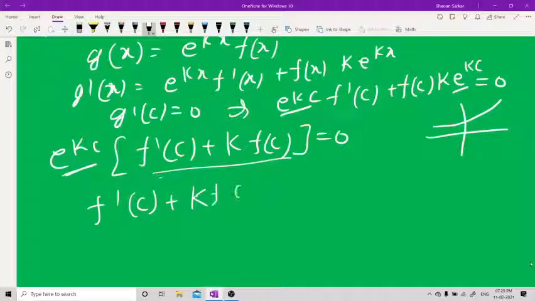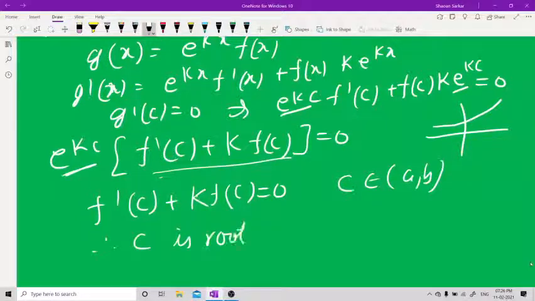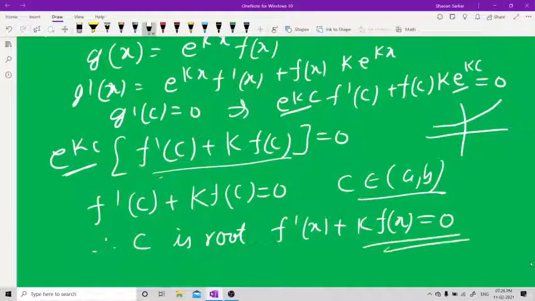f c is 0. Now c is any arbitrary number between a and b. So c is the root of this equation, and c is also any arbitrary number between this. Therefore c, between a and b, is a root of f dash x plus k f x equal to 0, not of f x. This is the way you apply Rolle's theorem here.